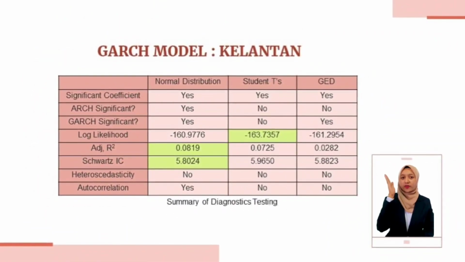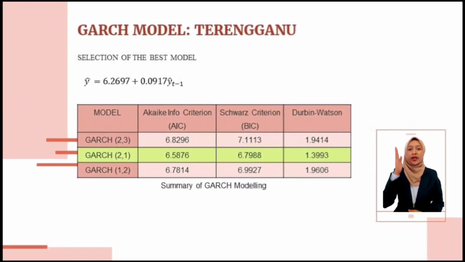This is the summary of the diagnostic testing in Kelantan. Regarding this table, we choose the criteria which are the highest value of log likelihood and adjusted R squared and the lowest value of AIC. Hence, regarding all criteria, the normal distribution model is the most suitable to choose. The equation of GARCH 2.1 is as follows.